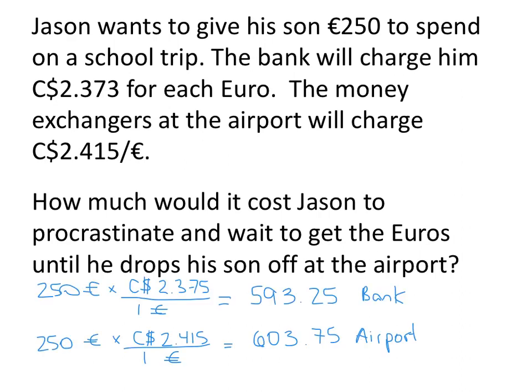When we set up our conversions, we have a known number of euros, so the units that we have are going to go in the denominator. We want to know the cost in Canadian dollars, so Canadian dollars will go into the numerator. We find out that it's going to cost Jason $593.25 to buy 250 euros at the bank, or $603.75 to buy the euros at the airport. In other words, it costs $10.50 more to wait and buy the euros at the airport.